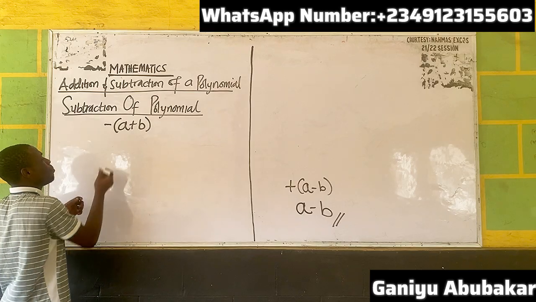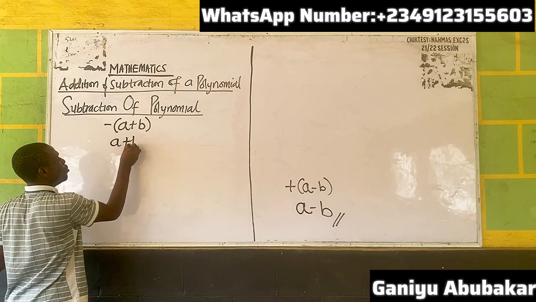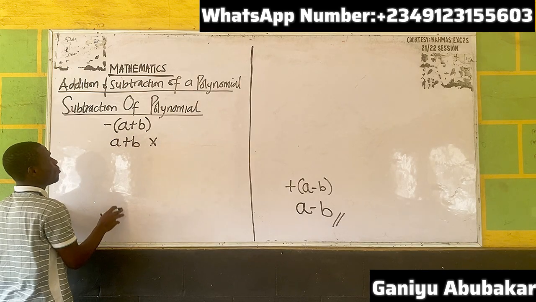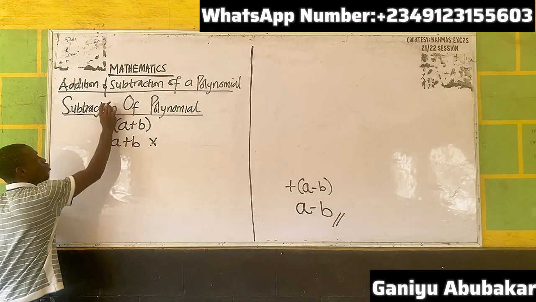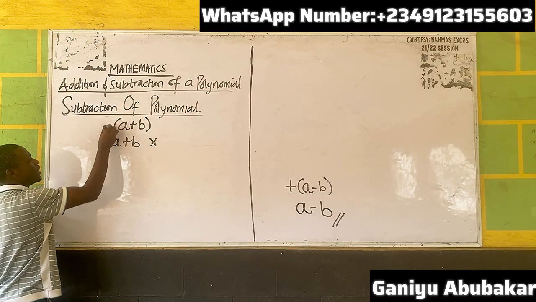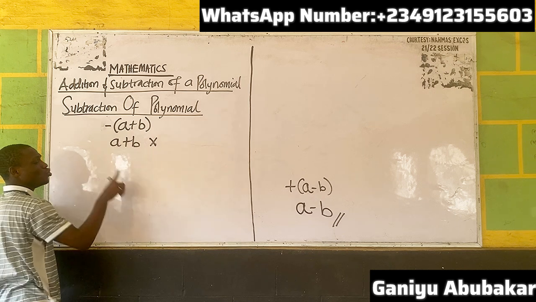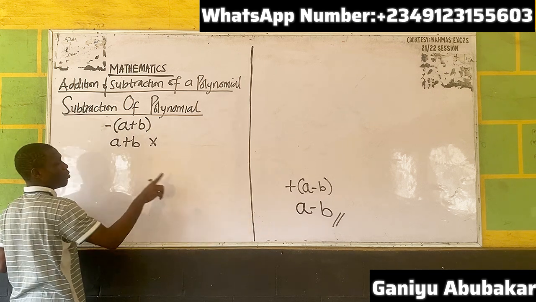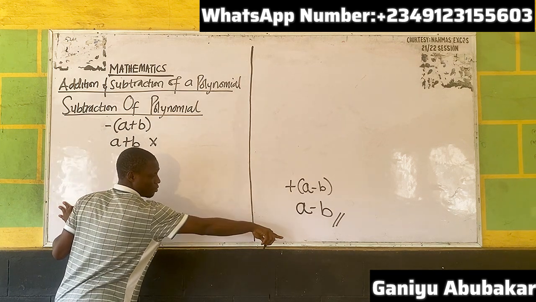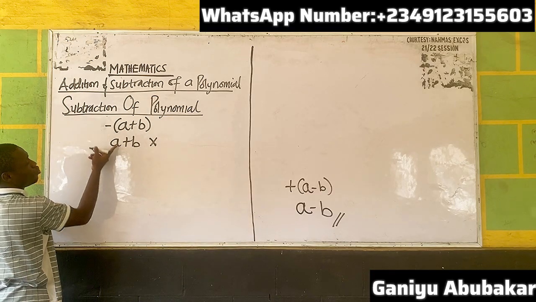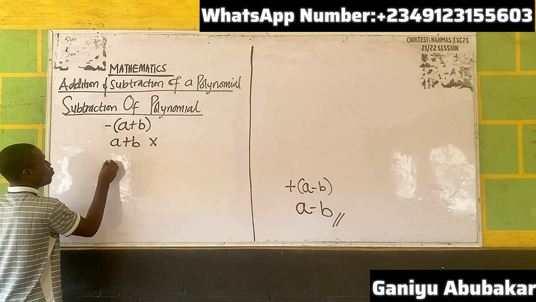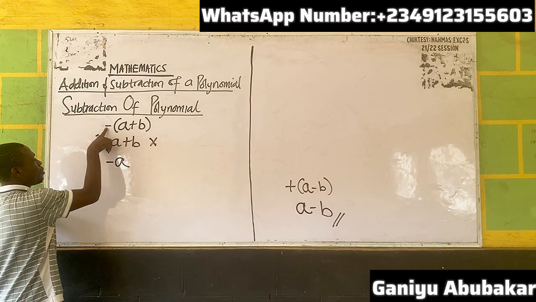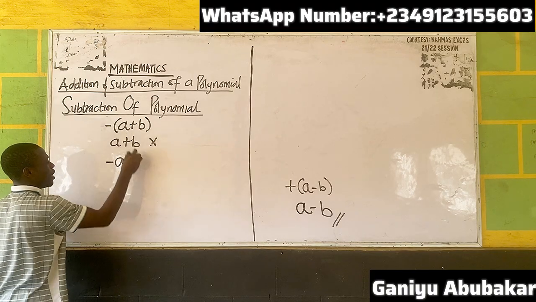So in this case, my answer is not a plus b. No, this is wrong. Because why? If it was positive, it would be correct. But in this case it was negative. So if it's negative, you don't do this. If it's positive, you can just put down the terms. But if it's negative, this is wrong. What you do is this: minus times a gives you minus a. Minus times plus b gives you minus b.